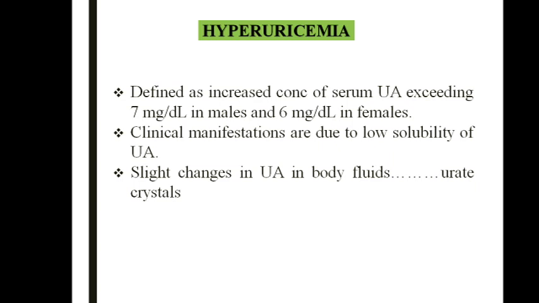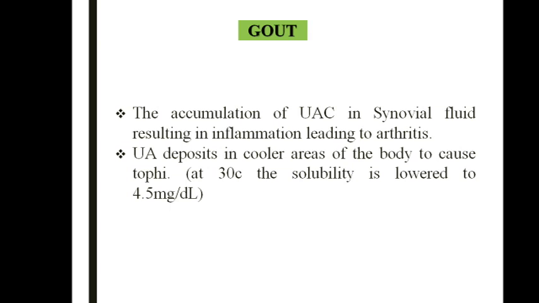So that is the reason any slight changes in uric acid levels in the body fluids can cause deposition of urate crystals, accounting for its pathogenesis. The clinical manifestation or disease related to hyperuricemia is gout. Now, what is this gout? First of all, gout is a hyperuricemic condition. There is an accumulation of uric acid crystals in the synovial fluid, resulting in inflammation of the particular joint, leading to arthritis. Arthritis means inflammation of the joints.